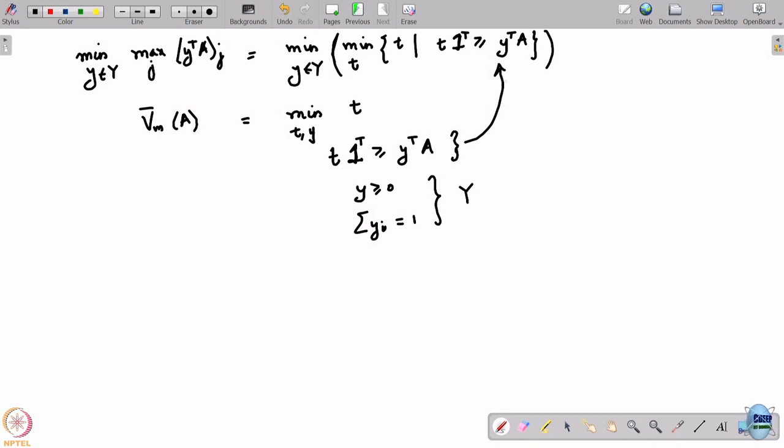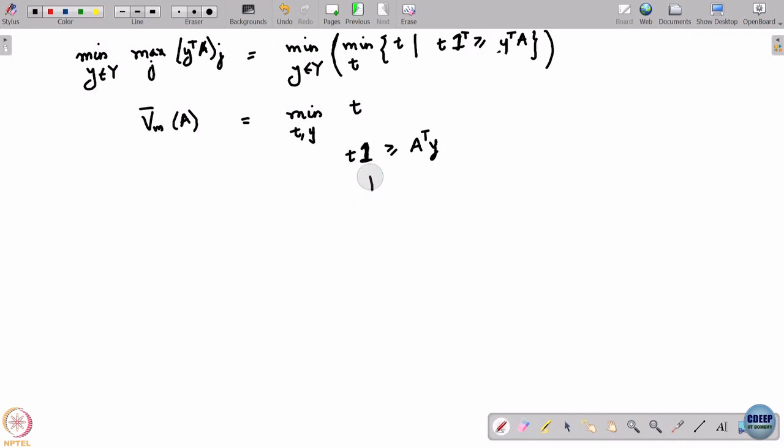Let us clean this up so it is a little more presentable. I will remove the transposes from the first one and just transpose the first one. Let us write it as T into 1 is greater than or equal to A transpose Y. And then I have my summation over Yi. Summation over Y is nothing but, because I have this notation of 1s, the vector of 1s, 1 transpose Y equal to 1, and I have Y greater than or equal to 0. And my variable T, which is also a variable, is unrestricted here. There is no constraint on the sign of T.